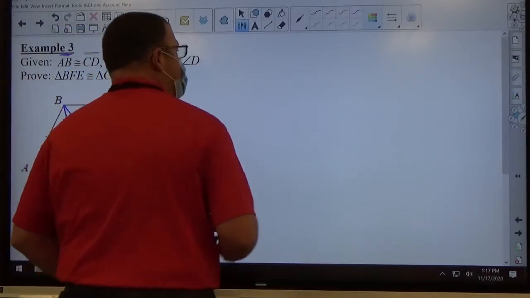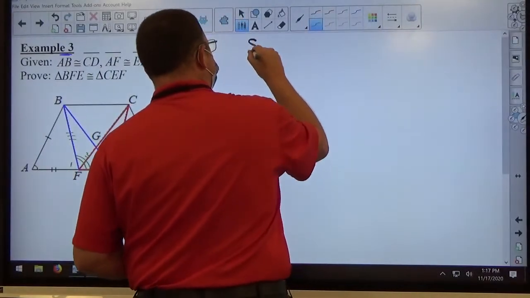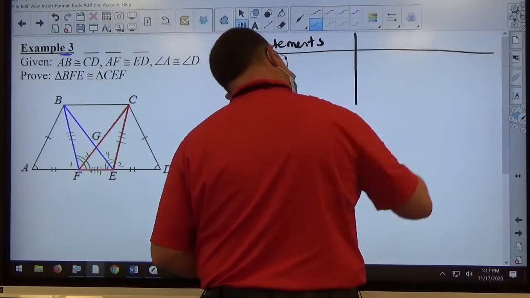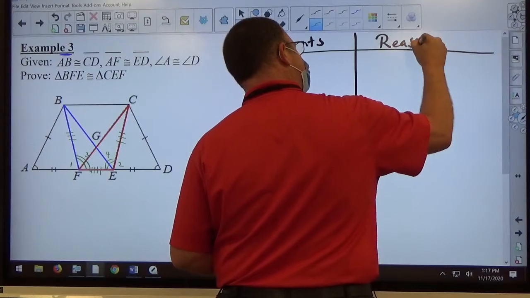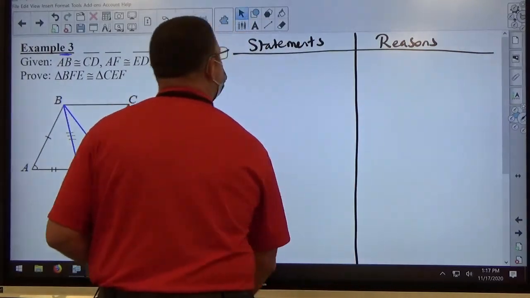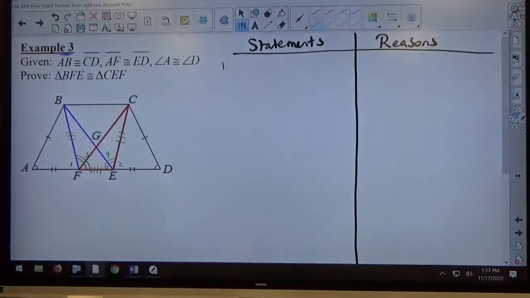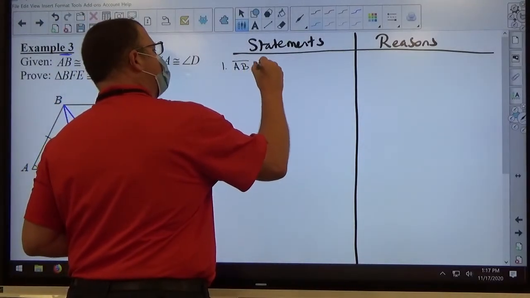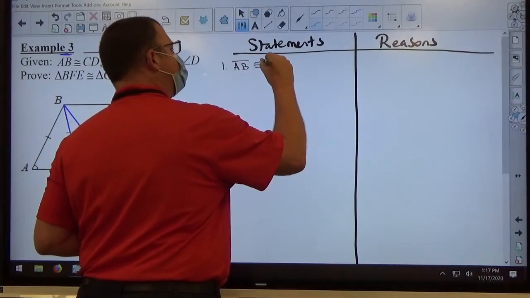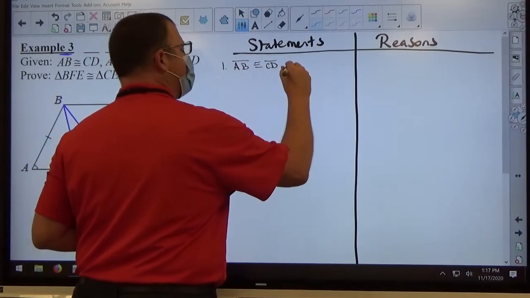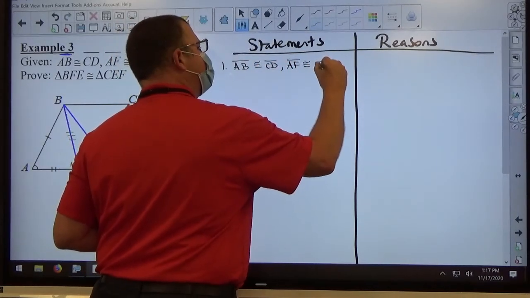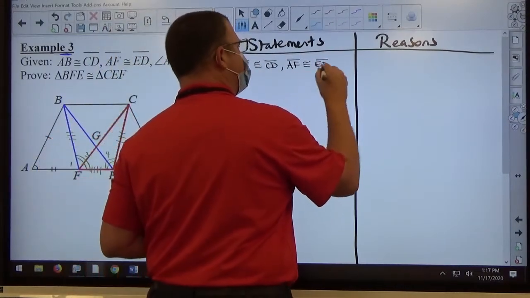So, if I go ahead and set my proof up here: statements, reasons. Again, I'm starting off with my given information, so I'm going to start off by saying that segment AB is congruent to segment CD. Segment AF is congruent to segment ED. And angle A is congruent to angle D.